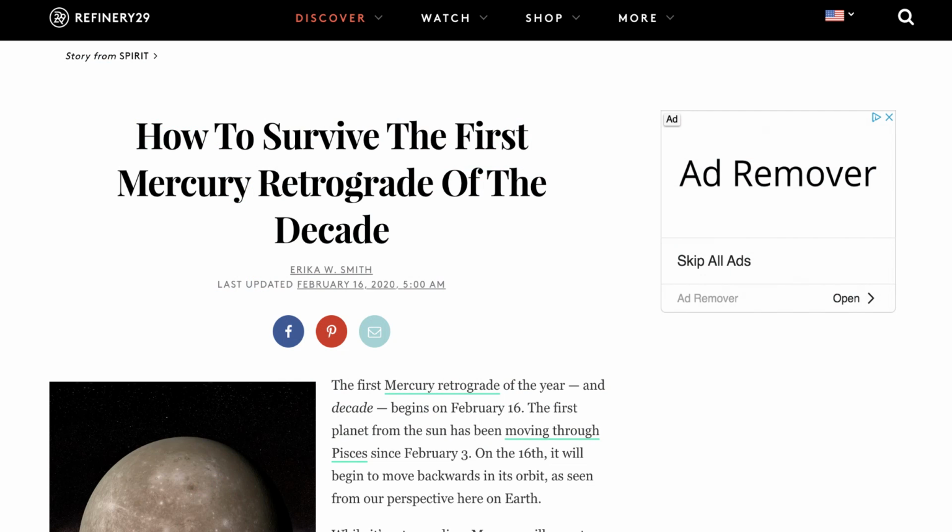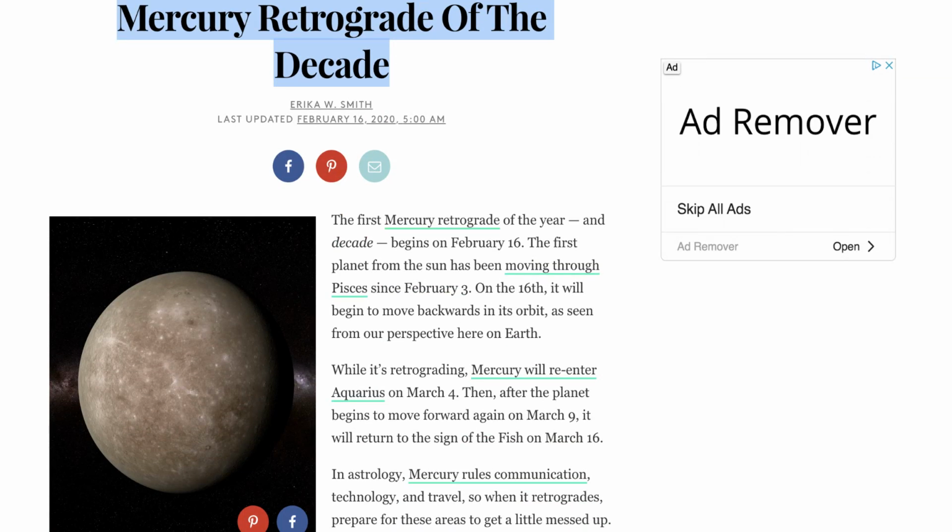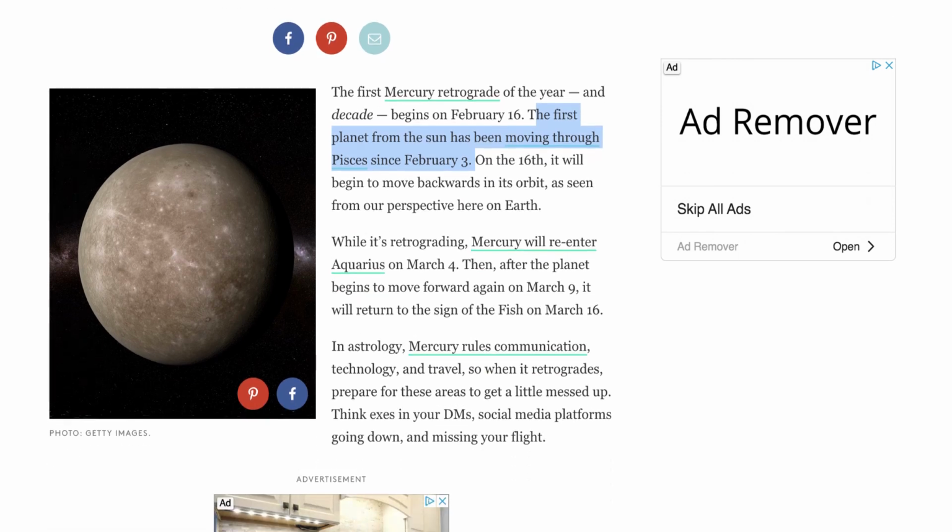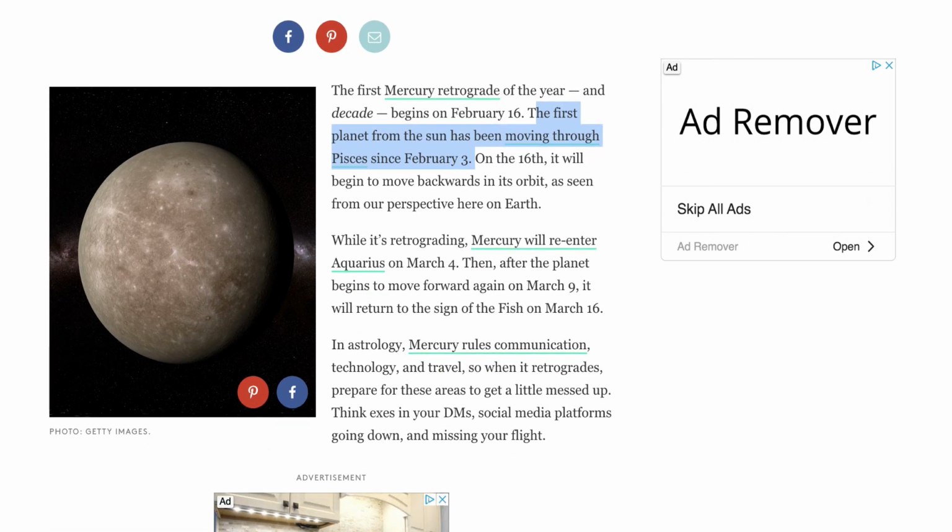Here we see this was published just this week, February 16th, 2020: How to survive the first Mercury retrograde of the decade. Essentially it goes on to discuss that this thing just happened February 16th. The first planet from the sun has been moving through Pisces since February 3rd. On the 16th, it will begin to move backwards in its orbit, as seen from our perspective here on Earth. While it's retrograding, it will re-enter Aquarius on the 4th, and after that, it will begin moving forward on March 9th. So essentially right now, between February 3rd and March 9th, Mercury is in retrograde, which means it appears to move backwards from Earth.